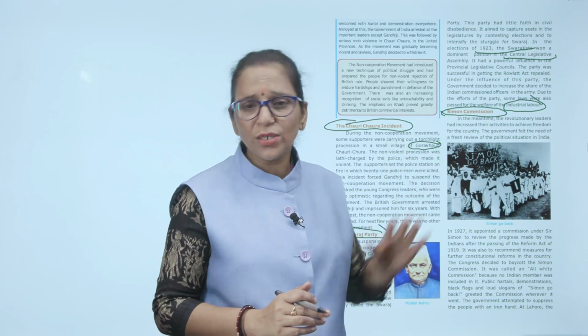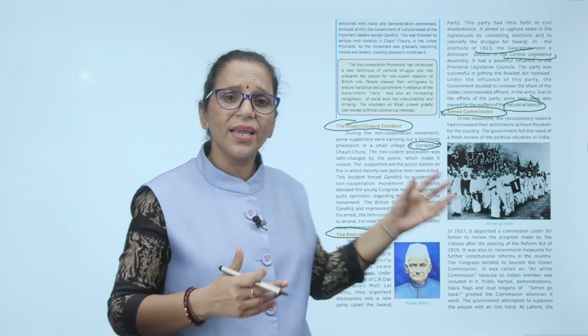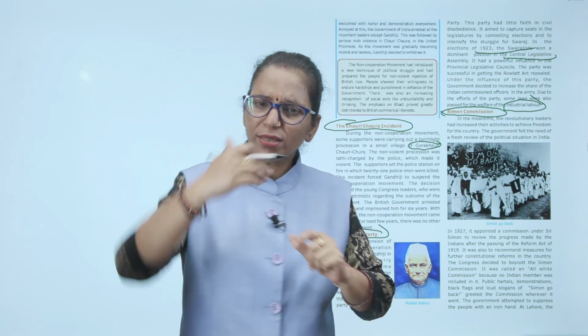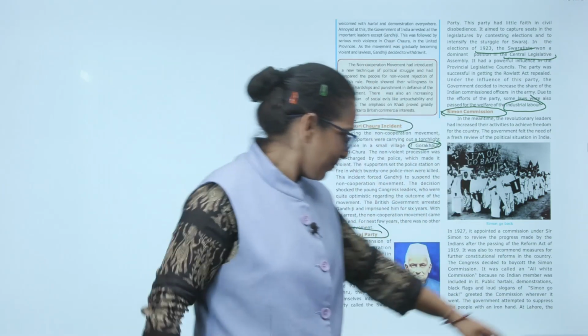Now what happened? The Simon Commission, which was headed by Sir John Simon, was commissioned in 1927 in India. But in this commission, there was not a single member from India. All were Britishers. See, the commission is coming to India, which doesn't have any Indian member. How can they understand the problem of Indians? And that's why it was opposed by all Indians by raising the slogan "Go back Simon," and by showing black flags.